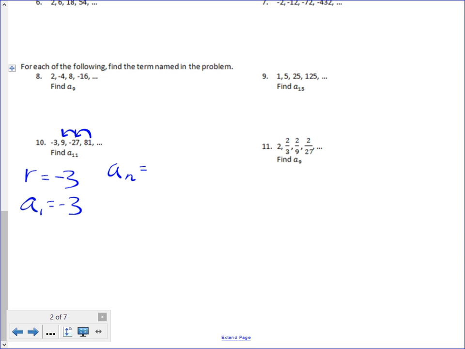Okay, so let's write the explicit formula. The nth term is equal to the first term times the common ratio to the n minus 1. All right, now we can substitute in. So we want which term? The 11th term. And when you do that, type it in.